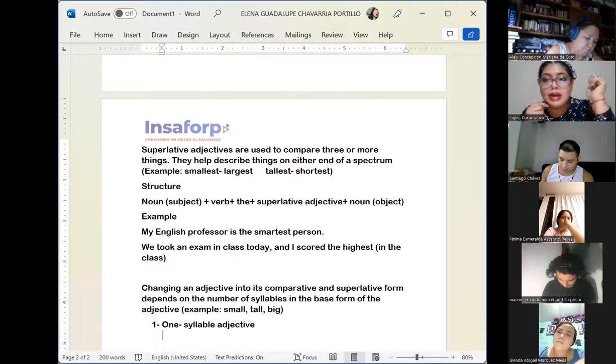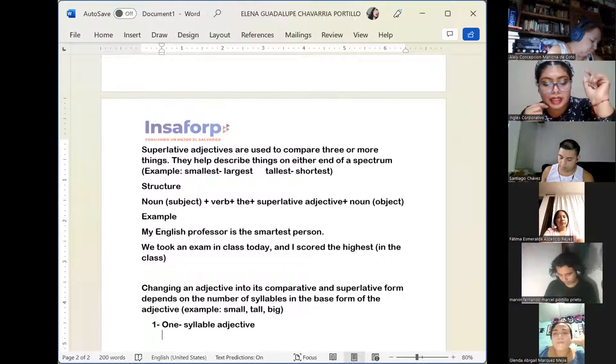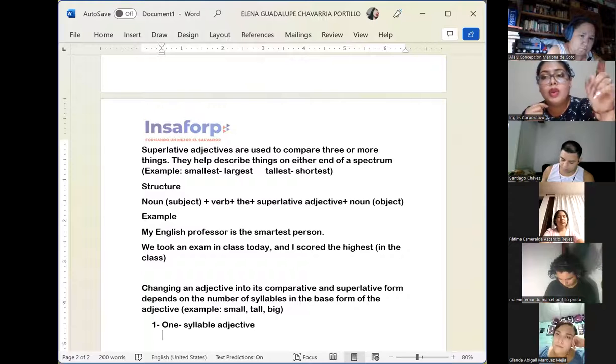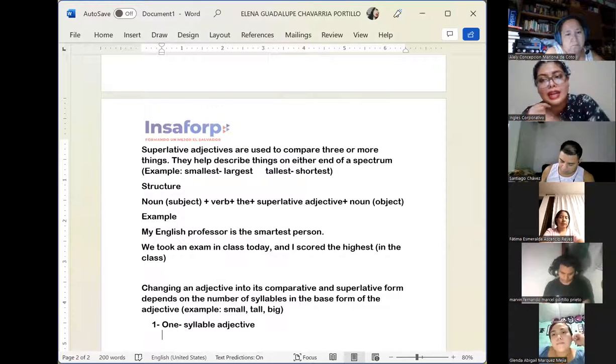Para los comparativos, vamos a agregarle ER al final, la E y la R. Para los superlativos, vamos a agregarle EST. Y cuando tengamos adjetivos que lleven una consonante, una vocal y una consonante, vamos a doblar, o sea, escribir dos veces la última consonante y agregar el sufijo. But I'm going to write the information and then we are going to have examples.